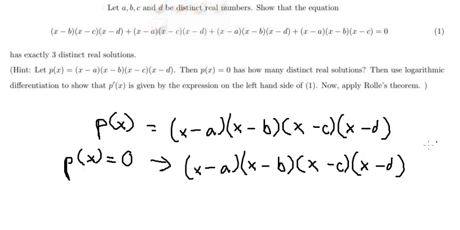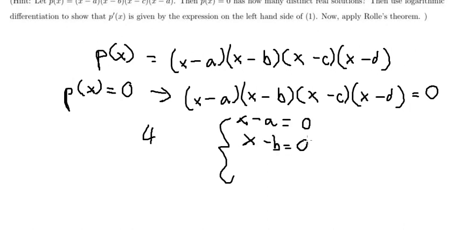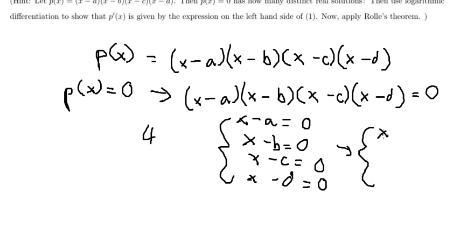The question is how many distinct real solutions are there, because we will have s minus a equal to number 0, s minus b equal to number 0, s minus c equals to number 0, and s minus d equal to number 0. So that means we will have s equals to a, b, c, and d. So that's why we have 4 solutions.